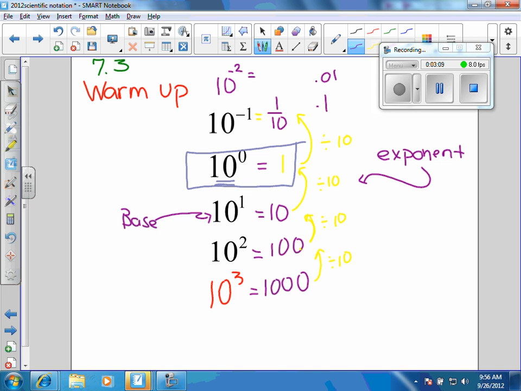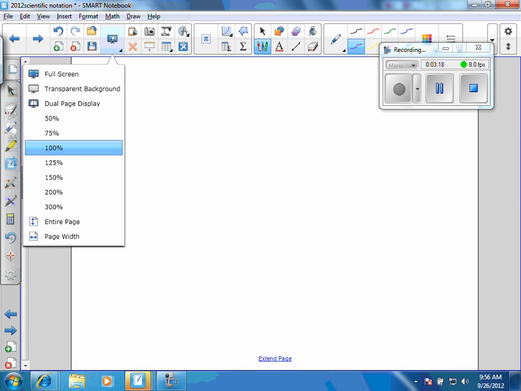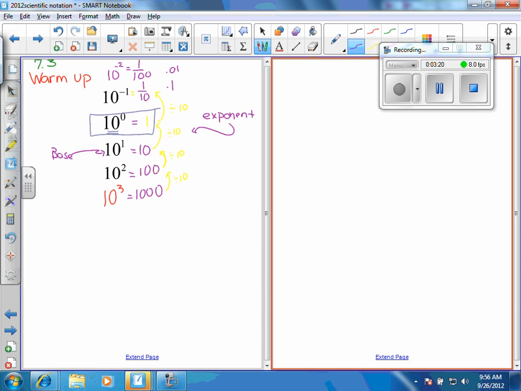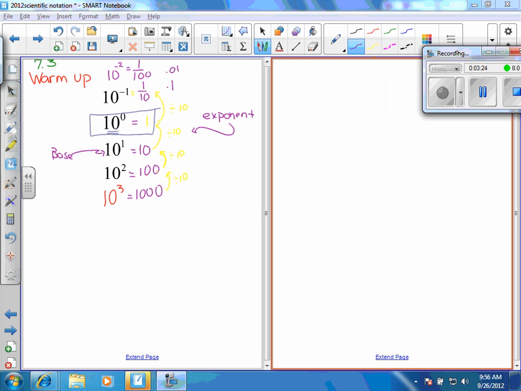If I write it in fraction form, then 1 over 100. Okay, so I'm going to bring in a page here, look at both pages at the same time, and let's see if we can come up with some patterns here. All right, if you look at that 10 to the negative 2 one more time, it is 1 over 100, but that's also 1 over 10 to the second power.